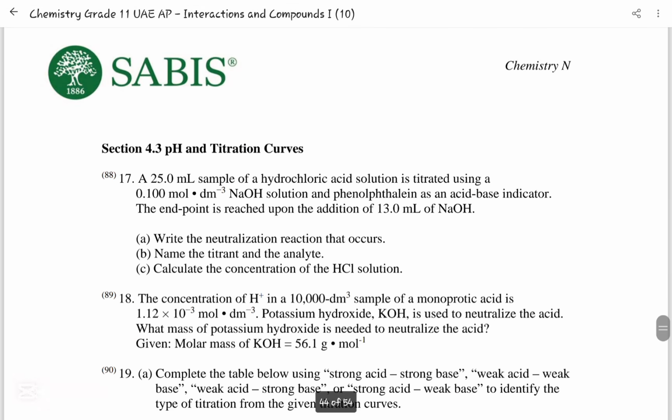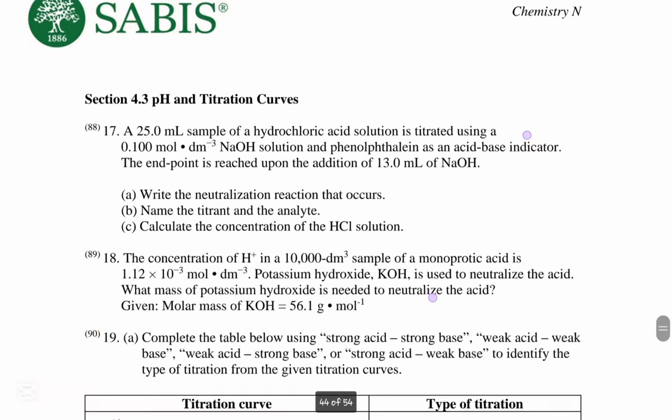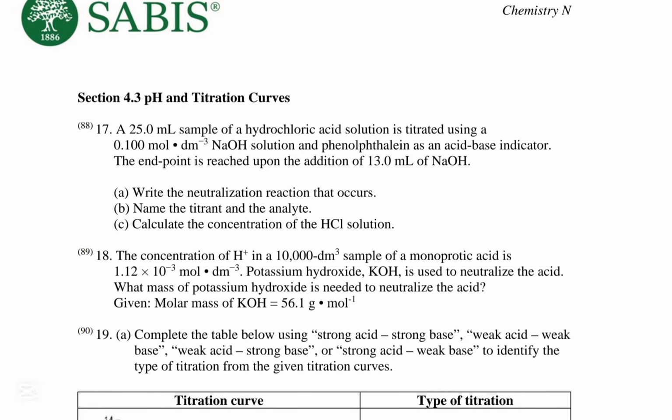So now the next questions are question 17, 18, 19, and 20. Let's get started with question 17. Let's see what it says. A 25 milliliter, this is the volume, sample of hydrochloric acid solution is titrated using this much, this is the concentration, NaOH solution, and phenolphthalein as an acid base indicator. The endpoint is reached upon the addition of 13 milliliters. So this is the volume of NaOH, right?